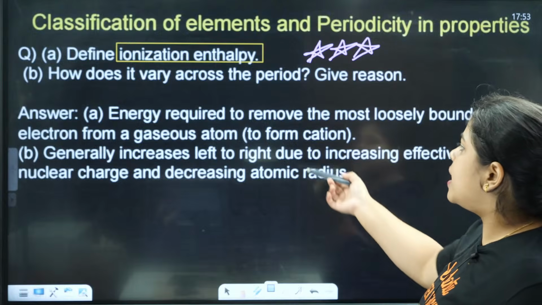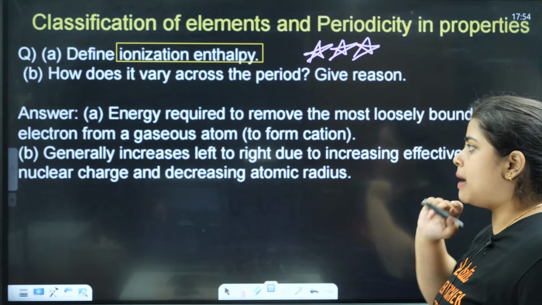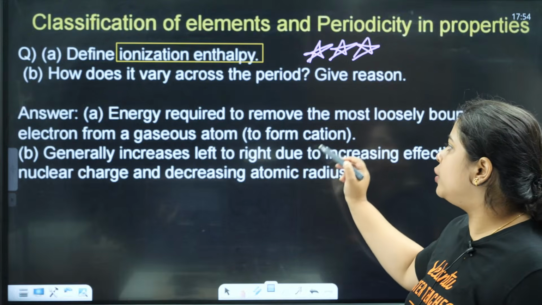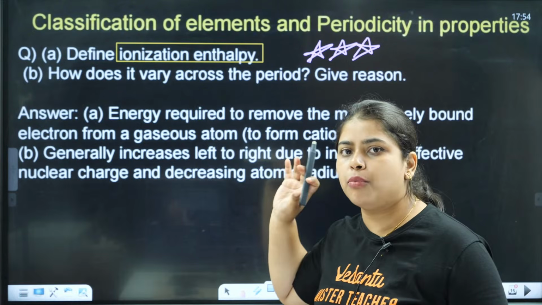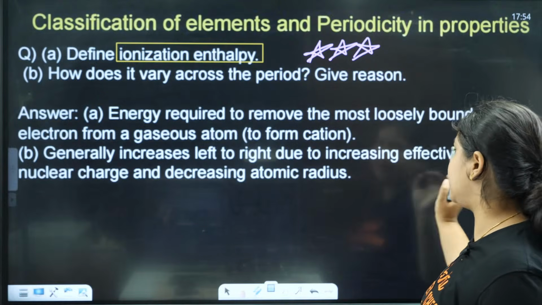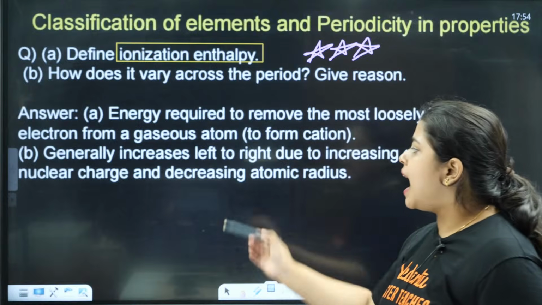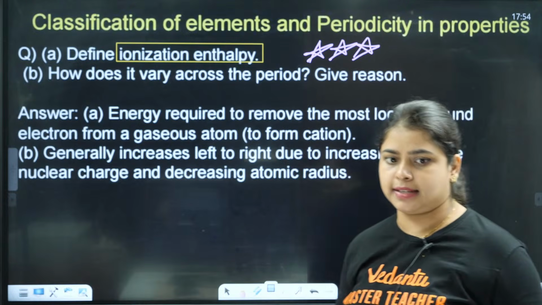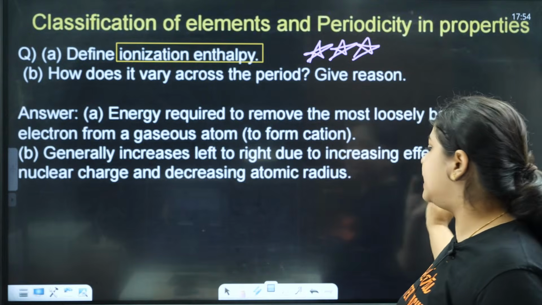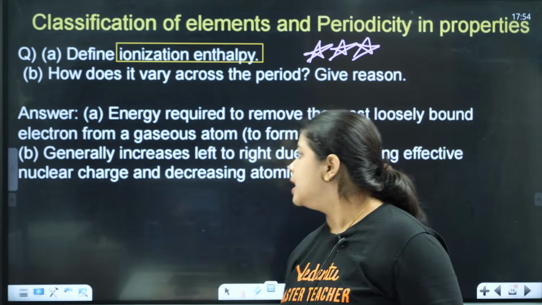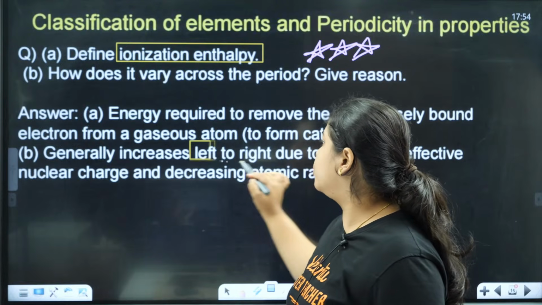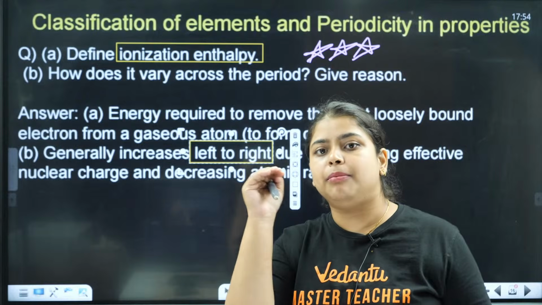Ionization energy is the energy required to remove the most loosely bound electron from a gaseous atom to form what? To form the cation. So it generally increases from left to right due to the increasing effective nuclear charge and decreasing atomic radius. Atomic radius will be decreasing and the effective nuclear charge will be increasing, so it increases from left to right.